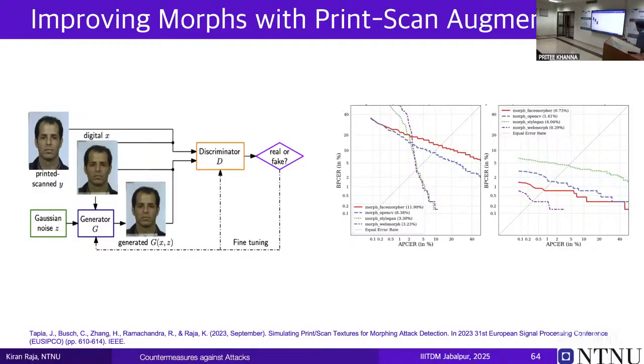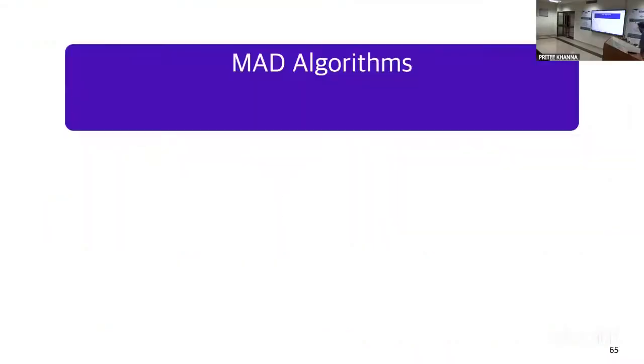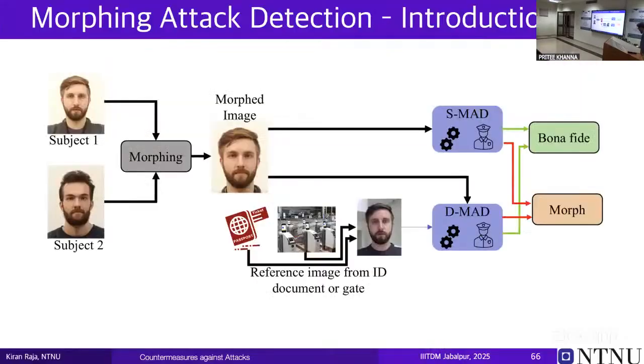Okay. So I should not only tell you how to create the attacks, I should also tell you how to detect the attacks. So let's try to see some samples. Again, just to recap, you have the single image based morphing attack detection. You have differential morphing attack detection, which is reference based.